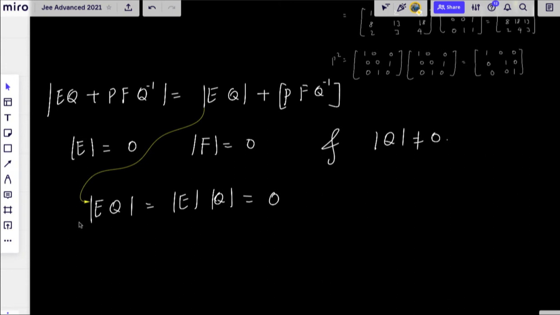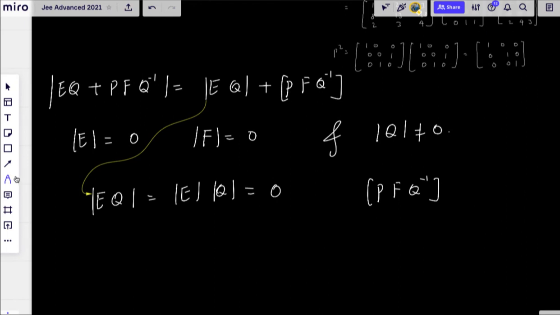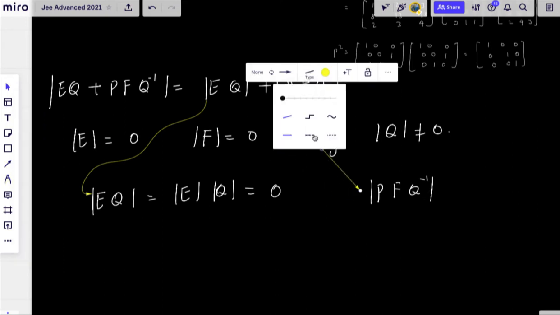So once this is 0, then this implies PFQ inverse. What about this one? Let's see PFQ inverse. Here we have to find the determinant, not matrix. I have written here matrix, but you have to think about this one as determinant. So this is also determinant, and here also you have to think about determinant. So we have to evaluate from here, that is PFQ inverse, right?